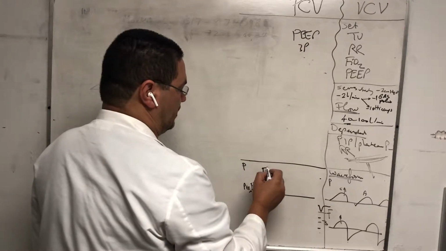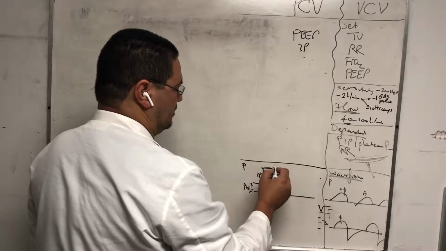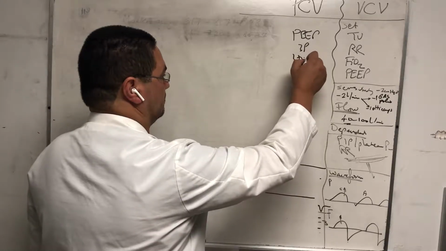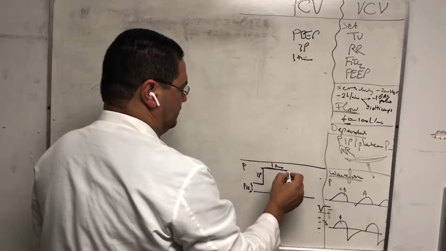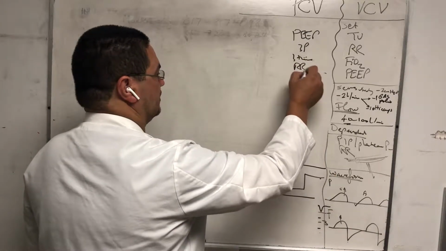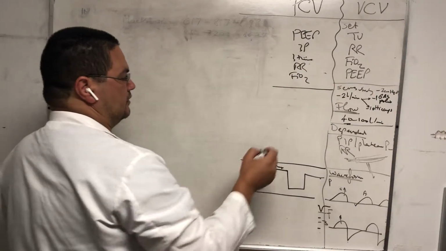And then you're telling the vent how long you want to keep that pressure, or be on the high pressure here, and that is the I time. And then you're telling the vent how frequent you want to repeat this, and that's the respiratory rate, and then the FiO2. So you have 5 set parameters there.